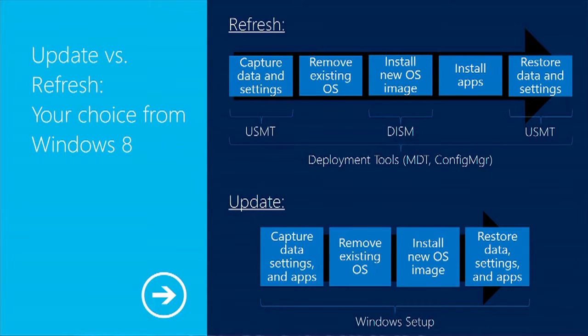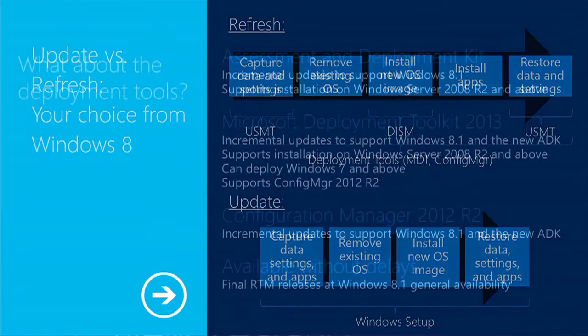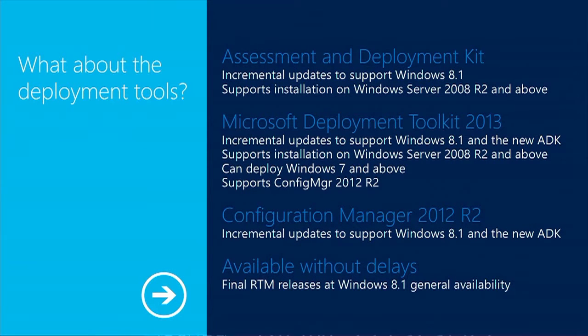Using something like MDT, using Configuration Manager to automate all the necessary steps that are involved, which involves running USMT to capture all the data and settings, removing the old OS, laying a new OS down on the system from the WIM file, reinstalling the apps, restoring the data and settings, and now you're set to go. So that process can be done using our existing deployment tools, all of which are being updated for Windows 8.1.